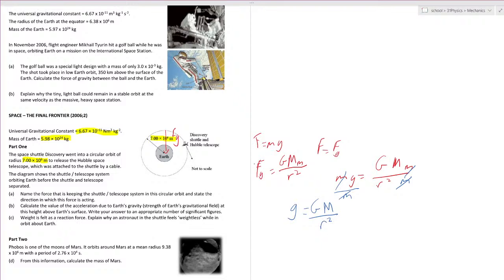So what have I got? I've got G, I've got M, I've got r squared. I just need to put them in my calculator. I'll write out the stuff here. So g is equal to 6.67 times 10 to the negative 11 multiplied by the mass of the Earth, 5.98 times 10 to the 24, all divided by the radius squared. So that's going to be 7.7 times 10 to the 6, squared. Let's just do it in our calculator.